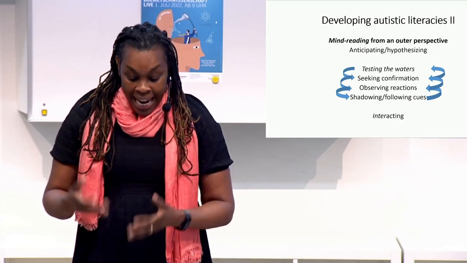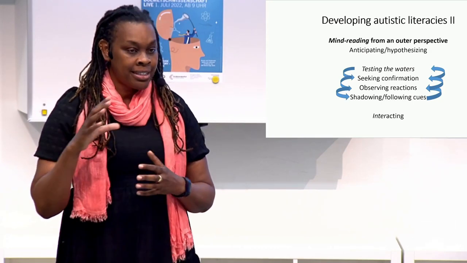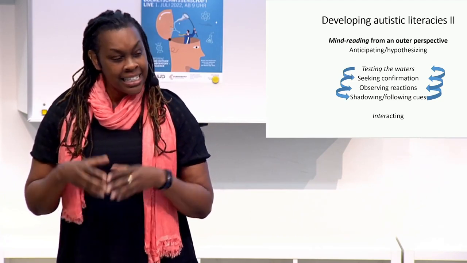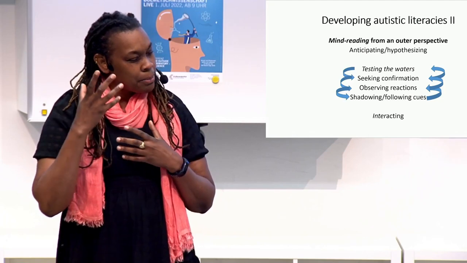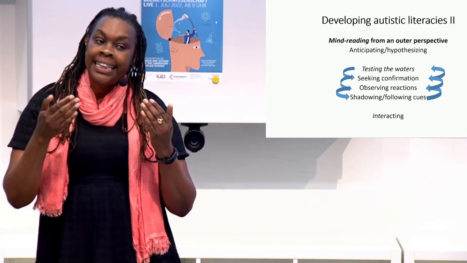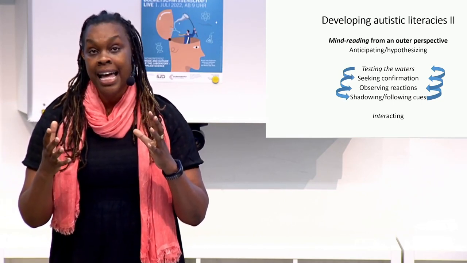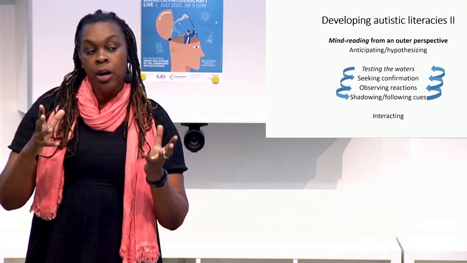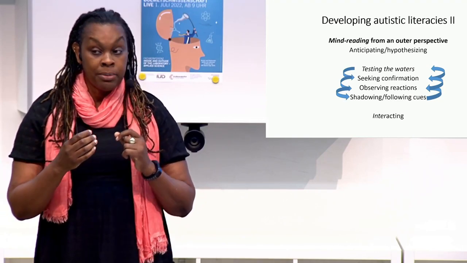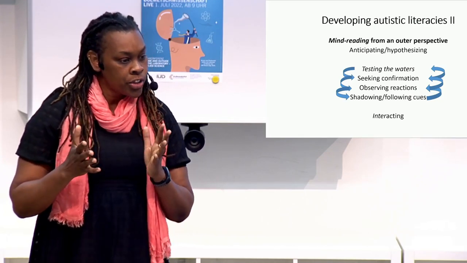To facilitate mind reading from an outside perspective, one of the first levels that's necessary in this competence package is some measure of reflection, anticipating, hypothesizing. And this can then lead to the first step to test the waters. That means try it out. What do I anticipate might be needed here? What might I be able to say that might be appropriate? And try it out in a cautious way.